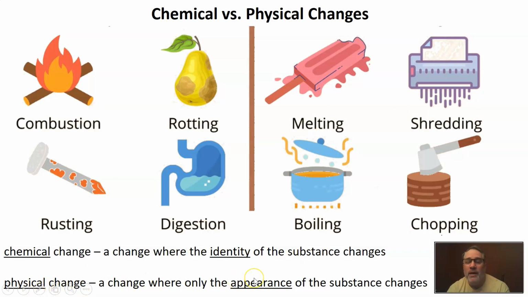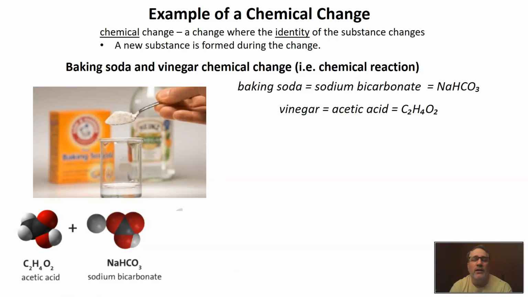A physical change is where only the appearance of the substance changes. So let's take a look at a very specific example of a chemical change. Okay, so remember, we are only changing the identity, and one of the keys for a chemical change is that a new substance is formed during the change.